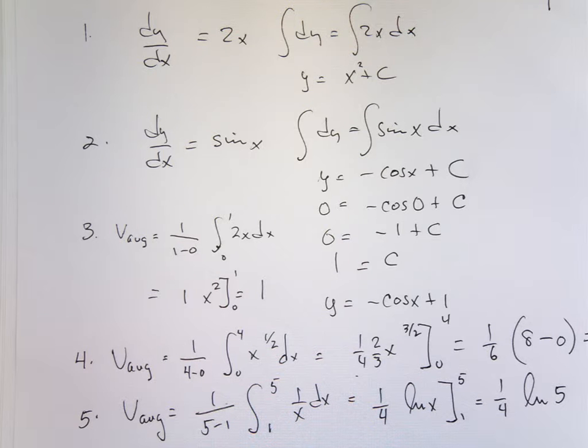Number 5. Actually, if you wrote natural log 5 over 4 on your test somewhere, which did not answer E for some reason, that would be half credit.